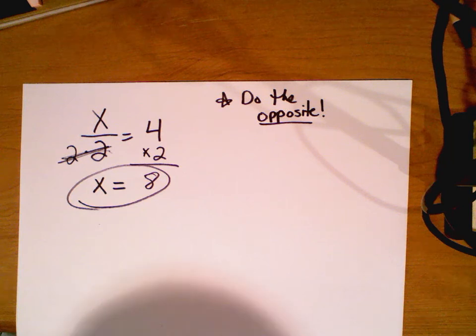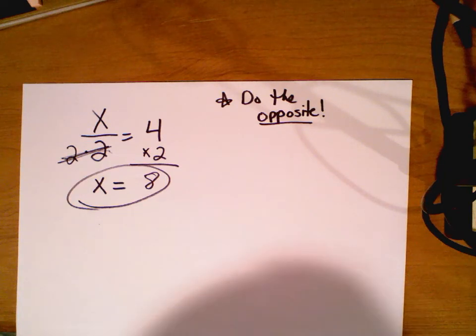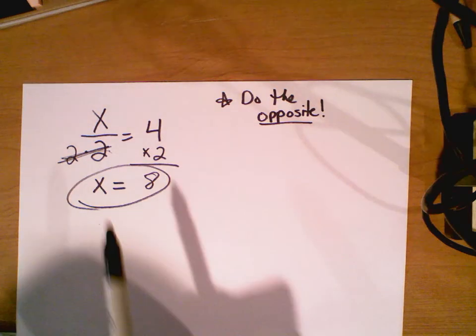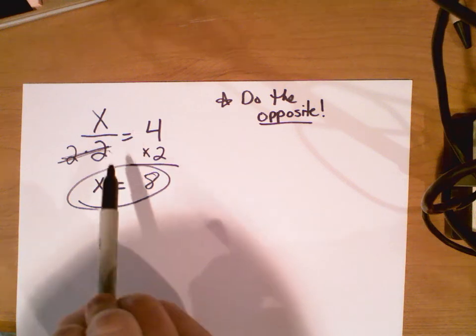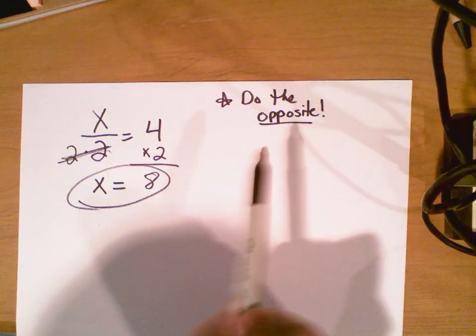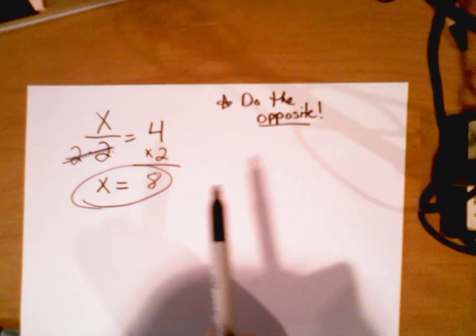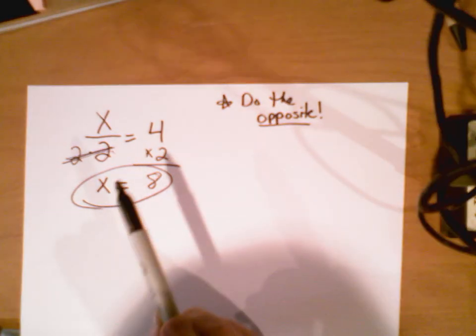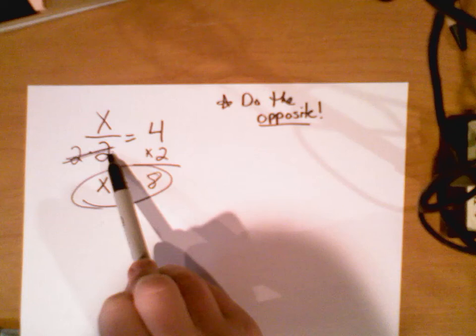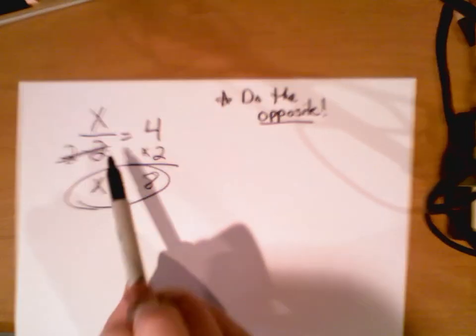Now, again, take your time. We're doing the opposite. Don't overthink it. Don't overlook it. It's just doing the opposite of what x is supposed to do. So again, in this case, x was being divided in the problem. In order for me to solve what x is, I need to do the opposite, which means I multiplied the closest number next to the x, which would have been my 2.